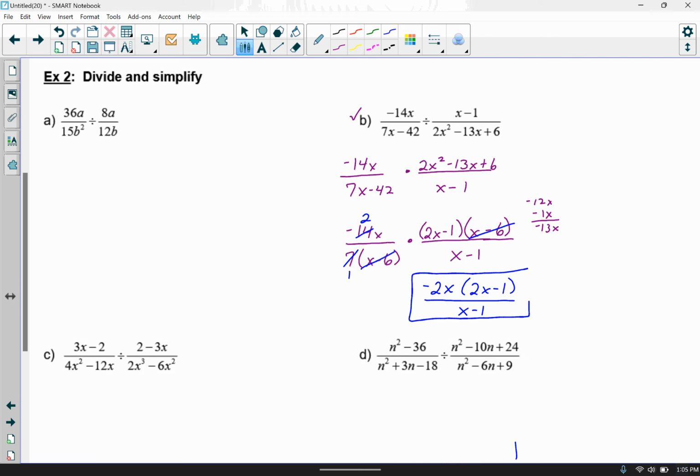Final answer there. Okay, so again, you really are doing the same thing back here, just you'd have to do that first initial step of copy, change, flip, and then it's the exact same process.